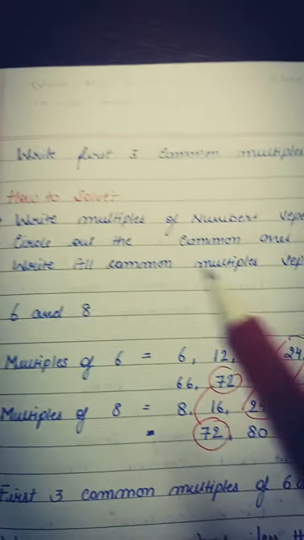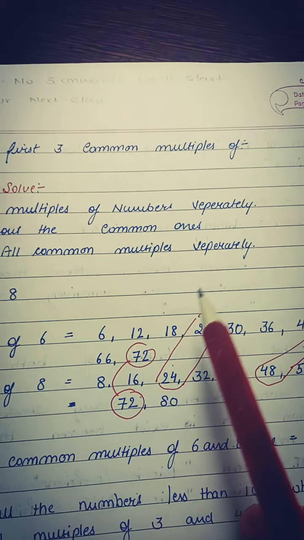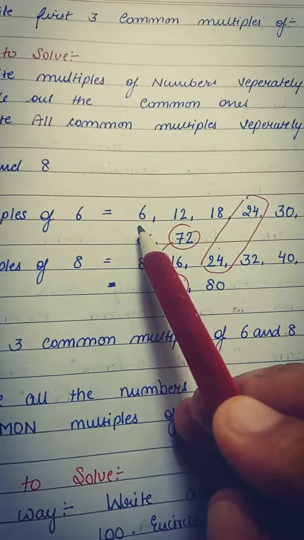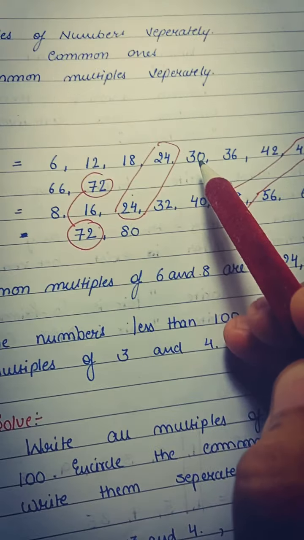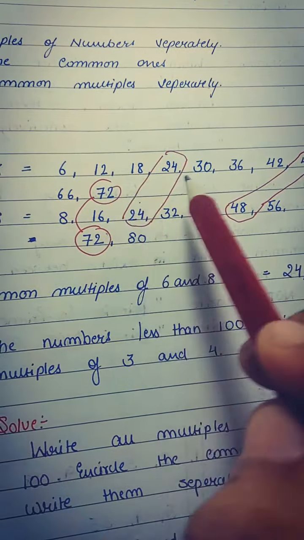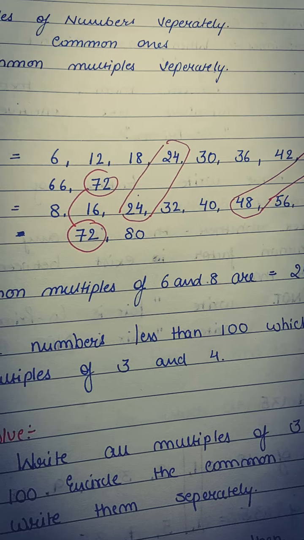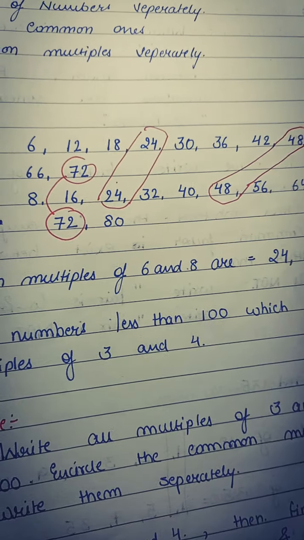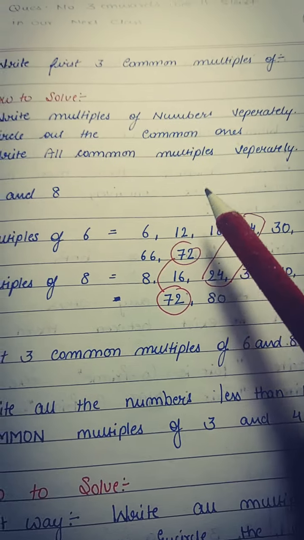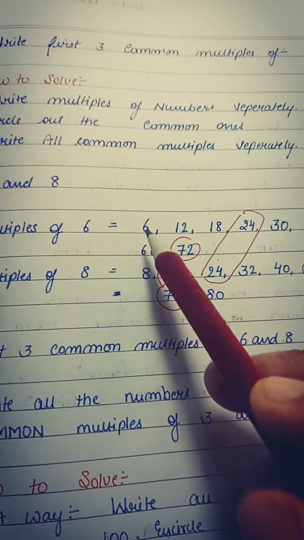Okay, so now circle out the common ones and write all the common multiples separately as we have done in question number 1. So I am writing the multiples of 6: 6, 12, 18, 24, 30. This should be in a particular order. You cannot change the order, like writing any number that can be divided by 6 in a random manner. No, you cannot write that. You have to write the tables in a sequential way, because you have to find out the first three common multiples. So the sequence should be in a particular order.